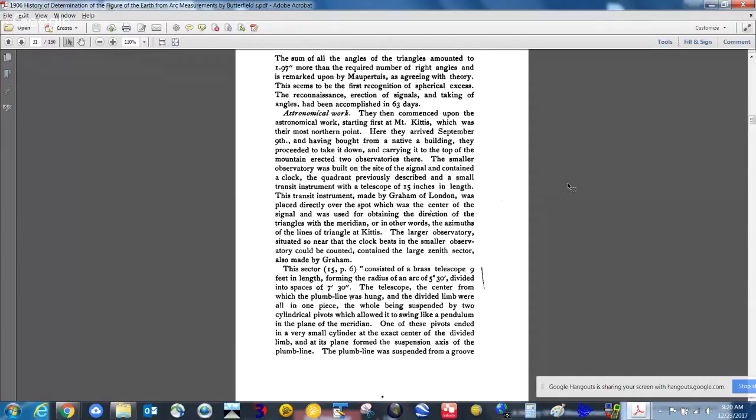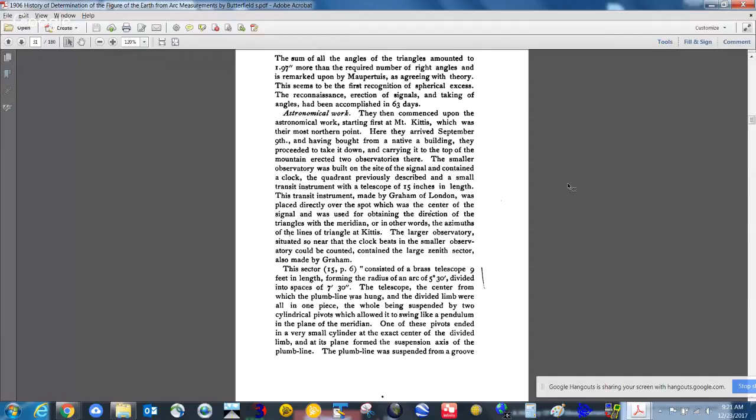All right. So I like the way this is written. They start at Mount Kittis, which was their most northern point, September 9th. And having bought from a native a building, they proceeded to take it down to the top of the mountain and erected two observatories there. Like going to Home Depot and just buying your building materials.